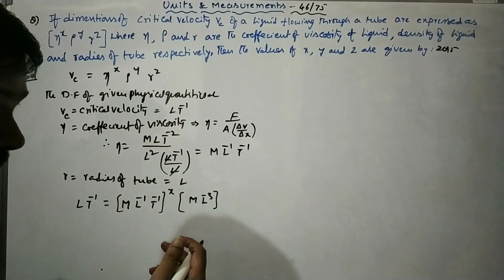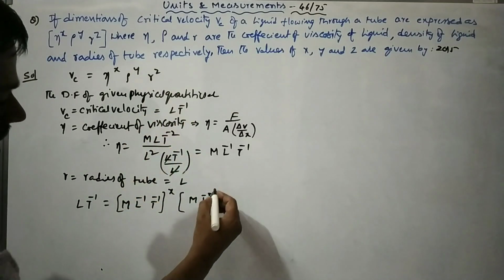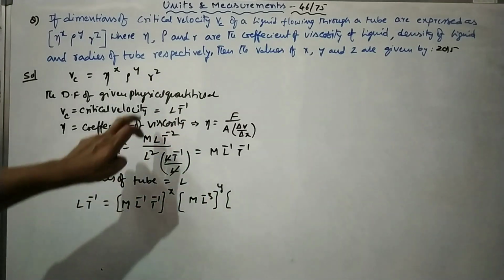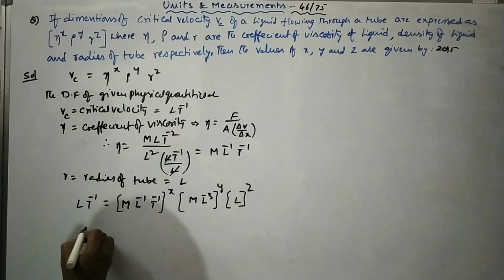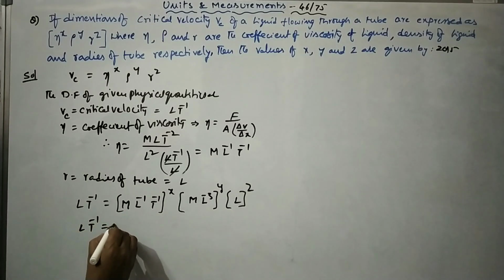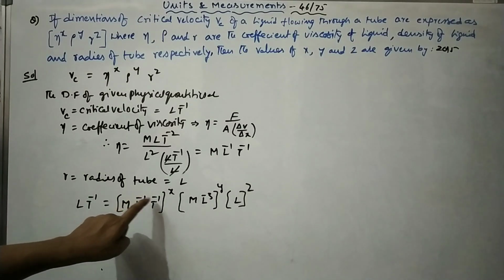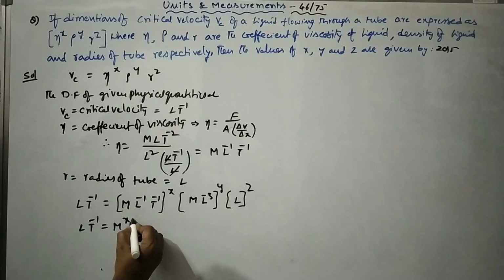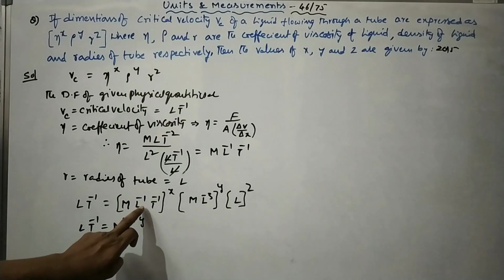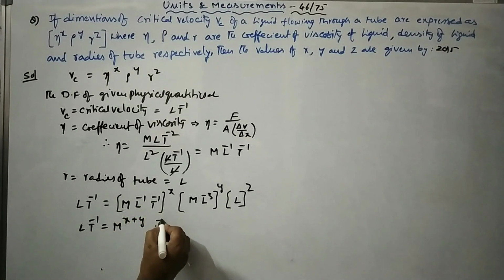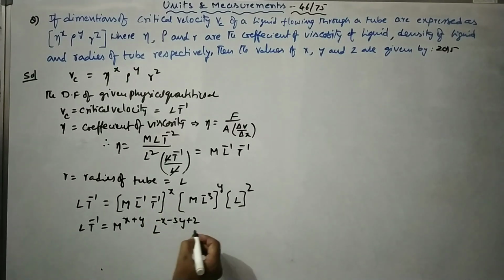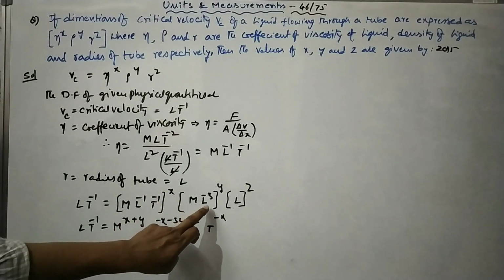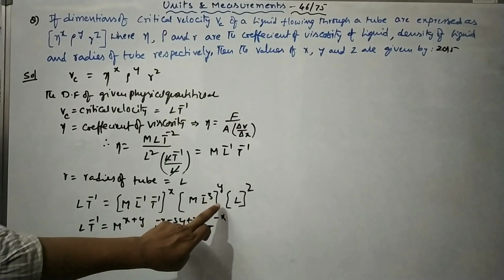Density is equal to mass by volume. Mass is m, volume is L cube. Power y, into radius. Radius is L power z. Now expand this. L t power minus 1 equals m power x, m power y, that means m power x plus y. Next, L power minus x minus 3y plus z. Next, t power minus x only. There is no time term involved in density as well as radius.